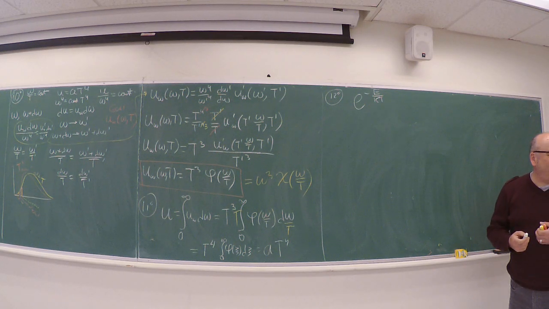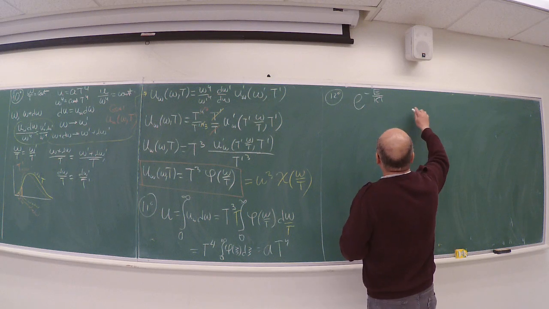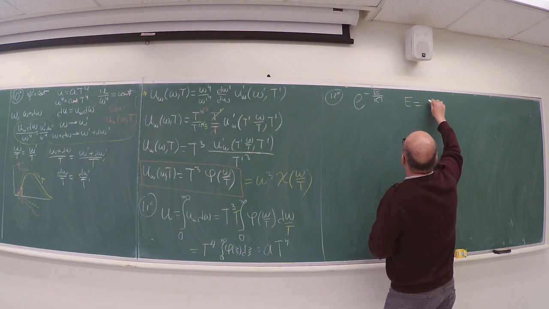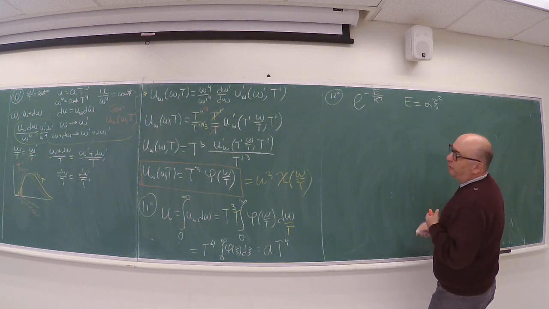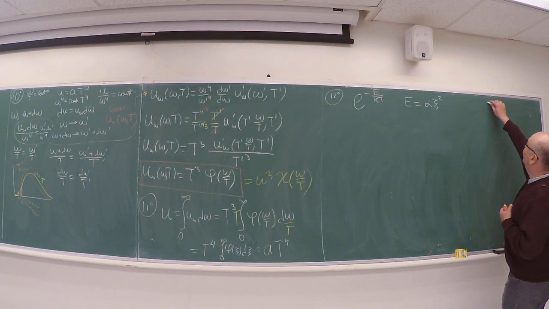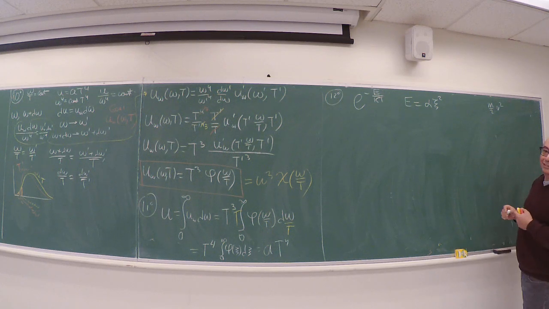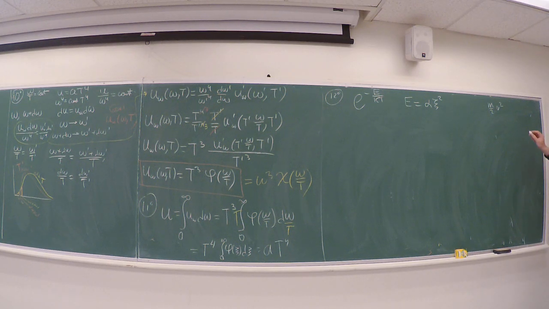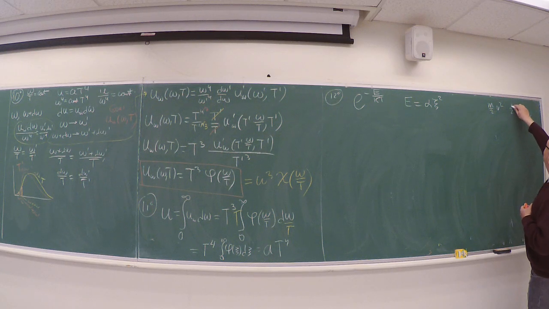It's Boltzmann's factor. If energy is a function of variable xi, a quadratic function, for example, is m over 2 v squared quadratic? Awesome. Is k over 2 x squared quadratic? Is I over 2 omega squared quadratic? So most of the energies that we know are quadratic.